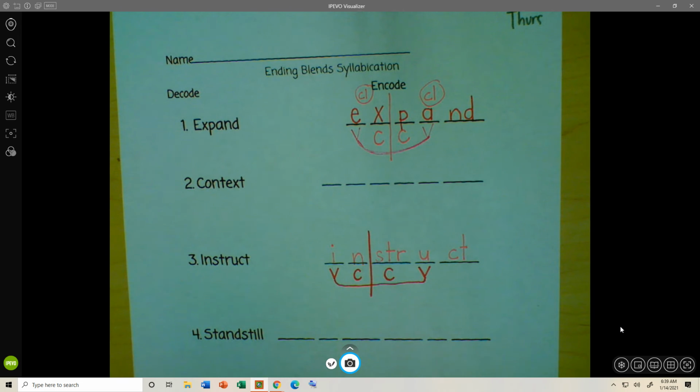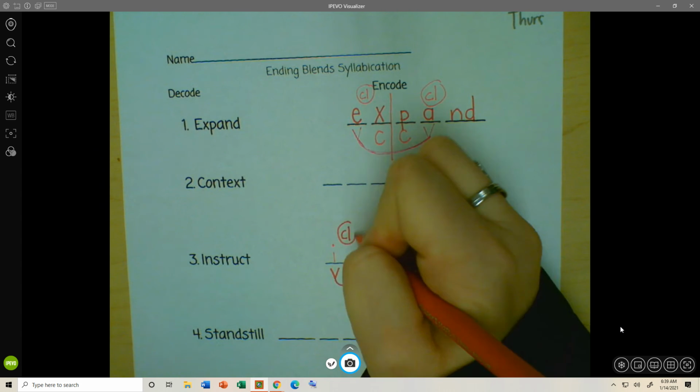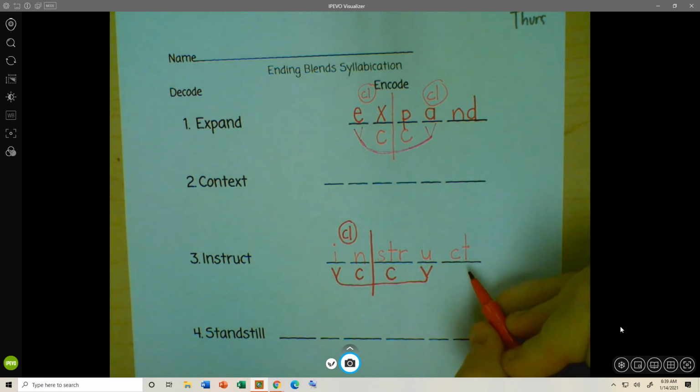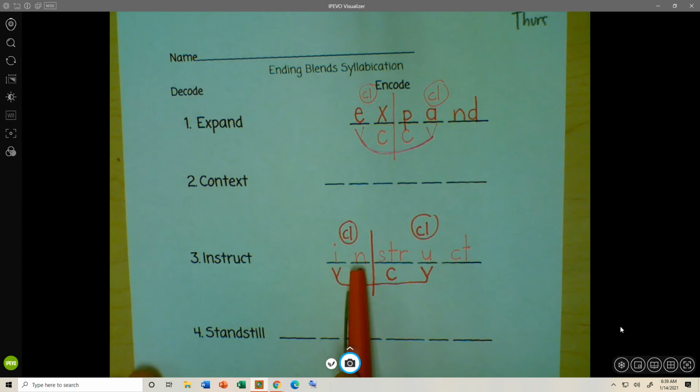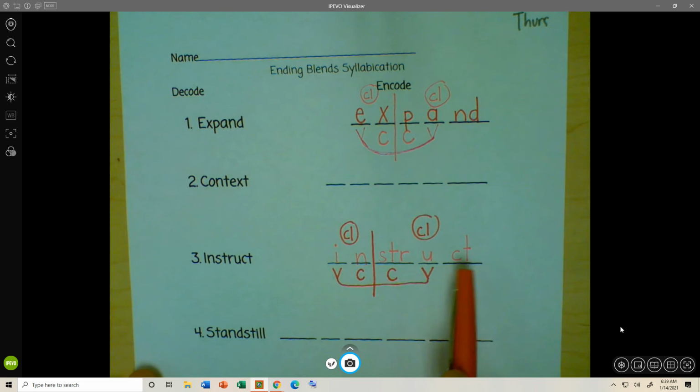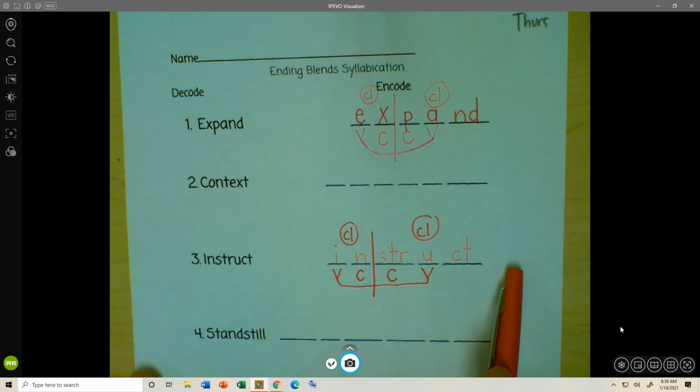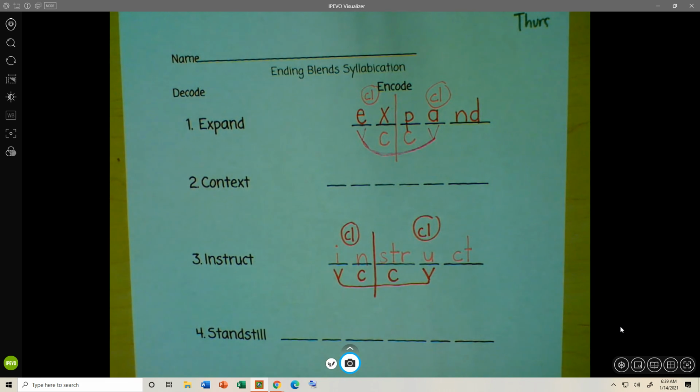Looking at the first syllable, I see it ends in a consonant, it's closed. The second syllable ends in a consonant blend, CT, also closed. So when I read this word, I have in, struct, instruct. Instruct means to tell somebody to do something. So if you instruct somebody to get their folder out, then they should get their folder out.